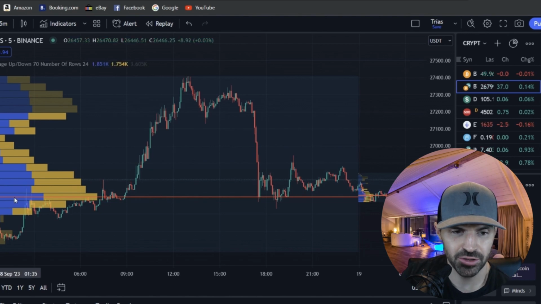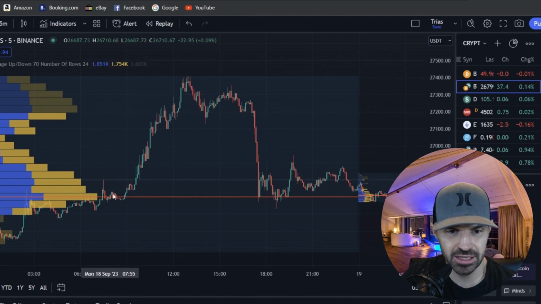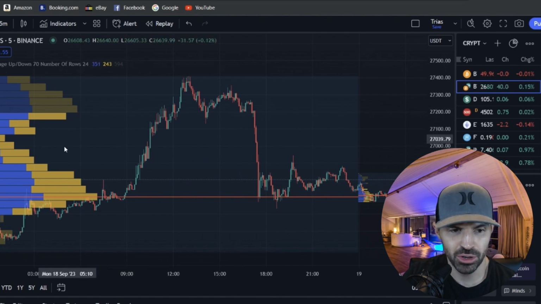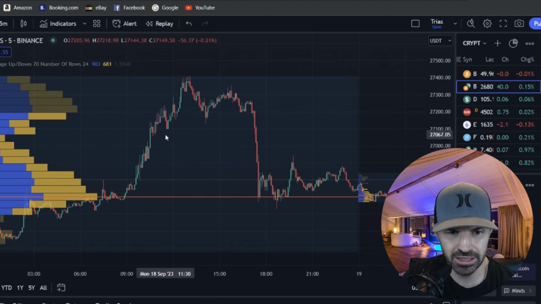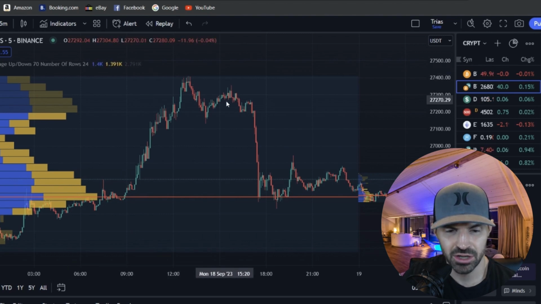So the point of control sometimes acts as support if price is above it, but also can act as resistance when price is below that line. And also the point of control can act as a magnet as price tends to get attracted to that level.